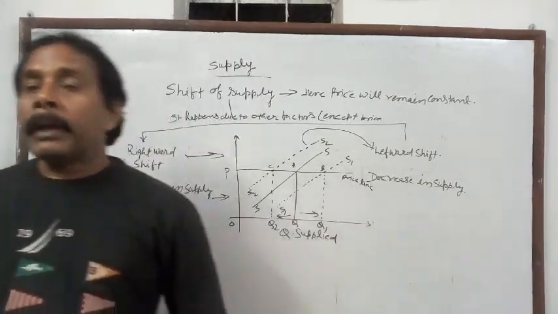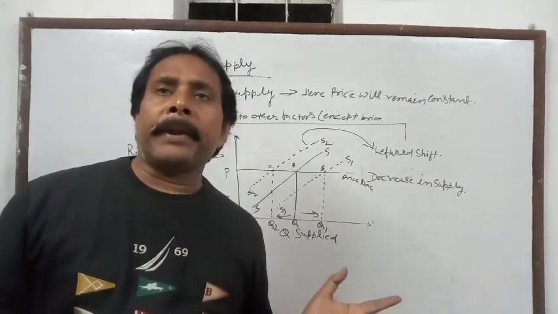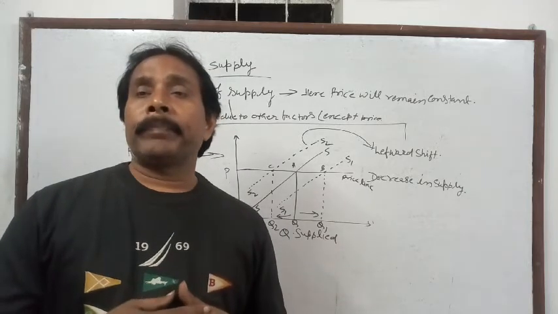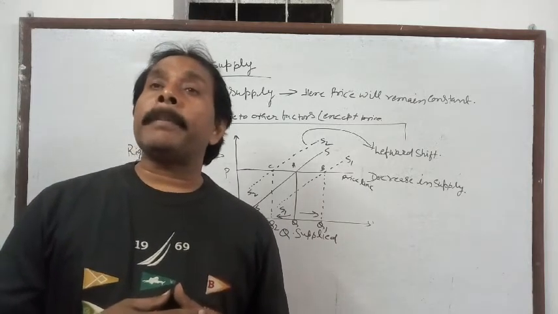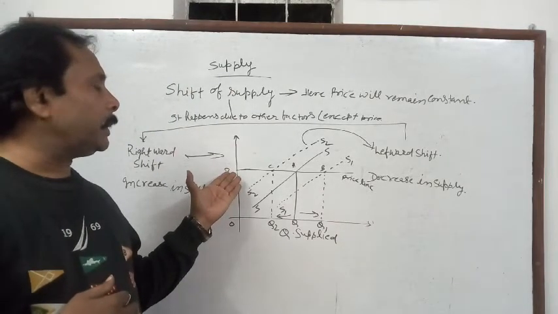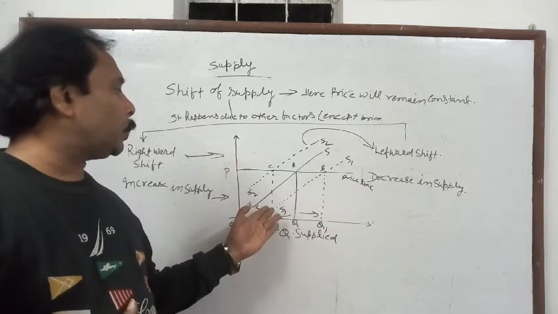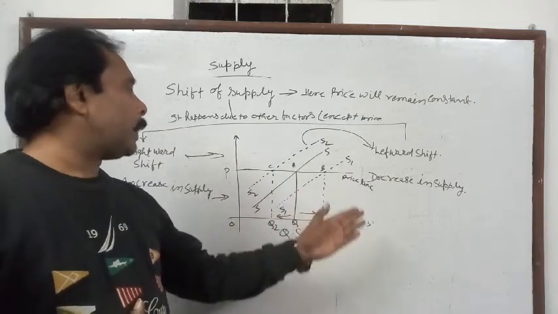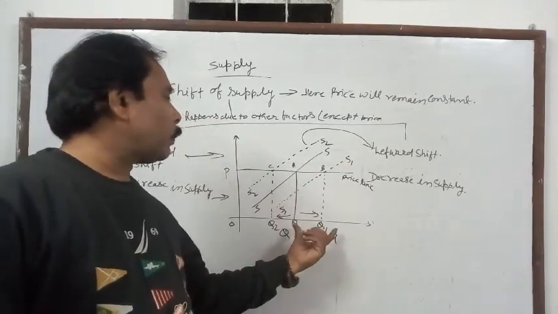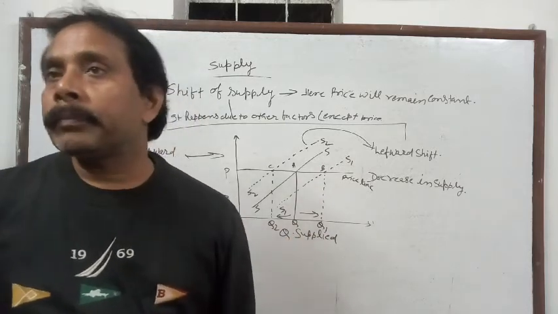If a question comes, suppose, what will happen if the number of firms has increased in the economy? So if the number of firms has increased and the price of the commodity is constant, it means the quantity supplied will increase, and due to that the supply curve moves rightwards from SS to S1, and the quantity supplied increases from OQ to OQ1.